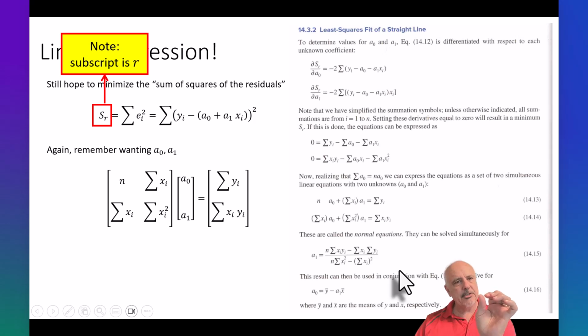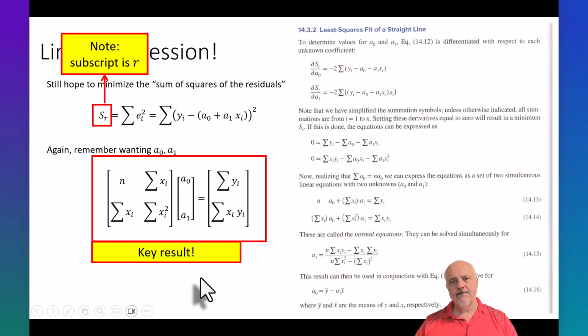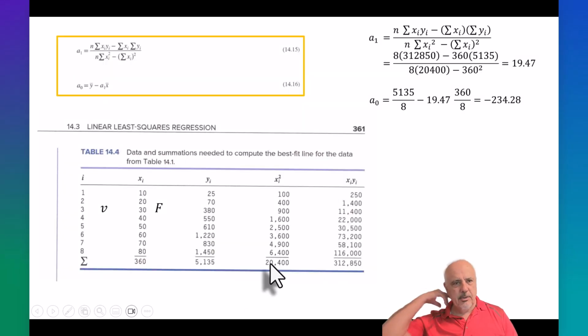Oh, and then the sum of squares of residuals, S sub R. So we're going to use these capital S's in a moment. I refer to this sort of matrix representation as a key result. Okay, so here we're going to put this to good use.